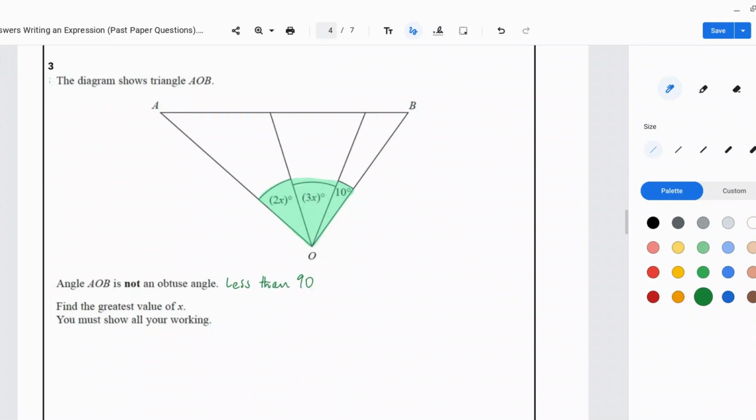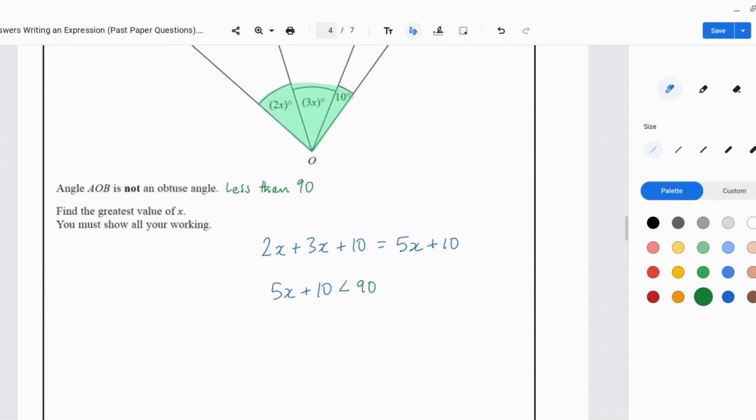Find the greatest value of x. Well, let's collect up the like terms. So we've got 2x and 3x and 10. And they simplify to give us 5x plus 10. So that's an expression for those three angles, for their combined size. And because we're told they're less than 90, what we can do now is form an inequality. 5x plus 10 is less than 90. And we're going to solve this just like an equation.